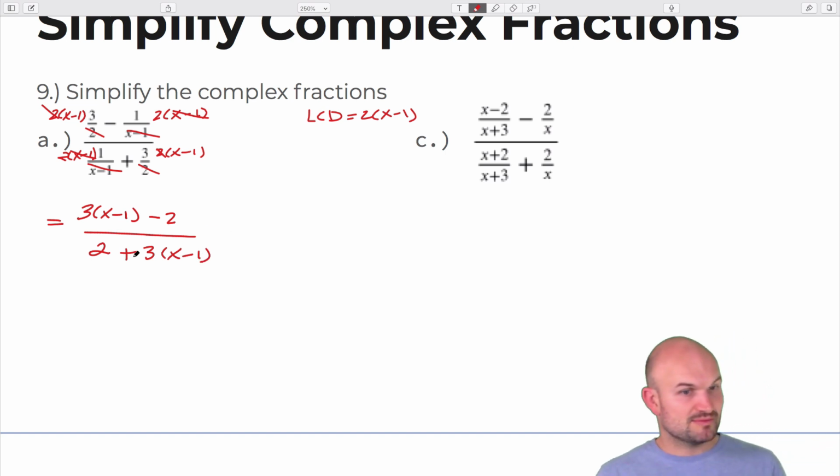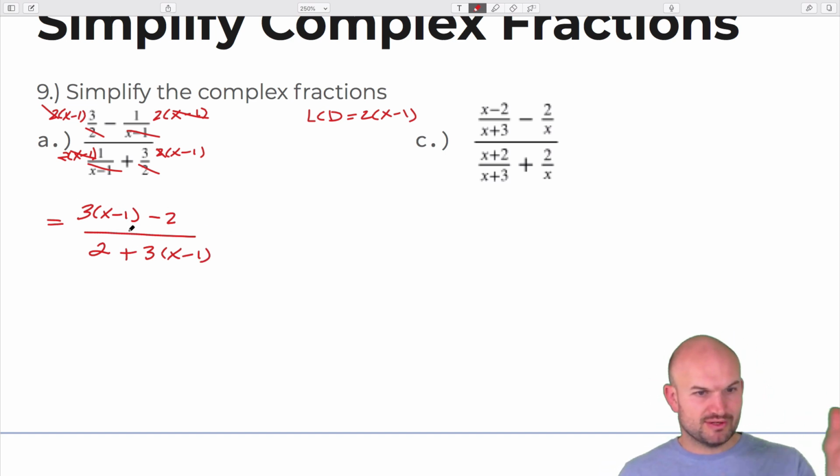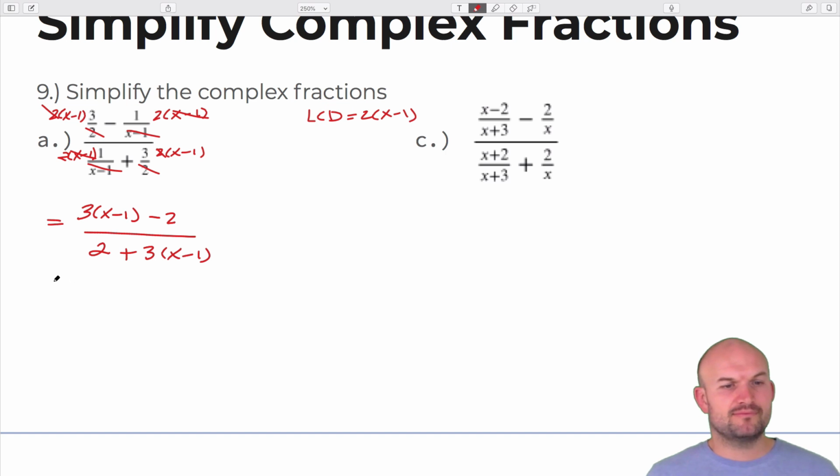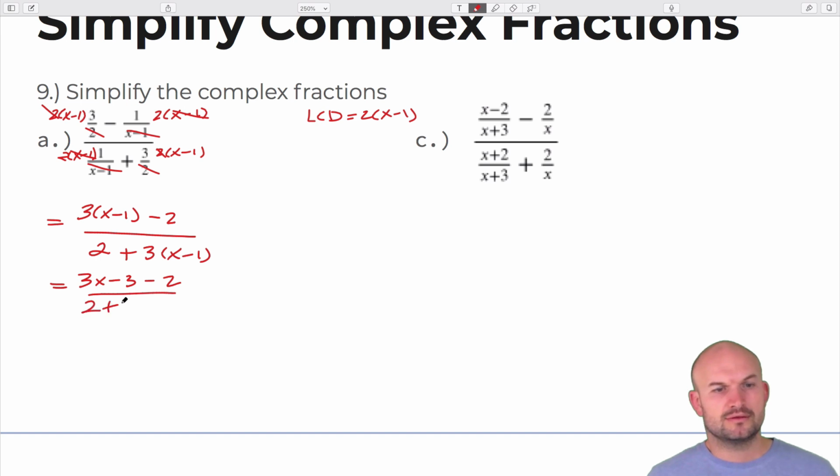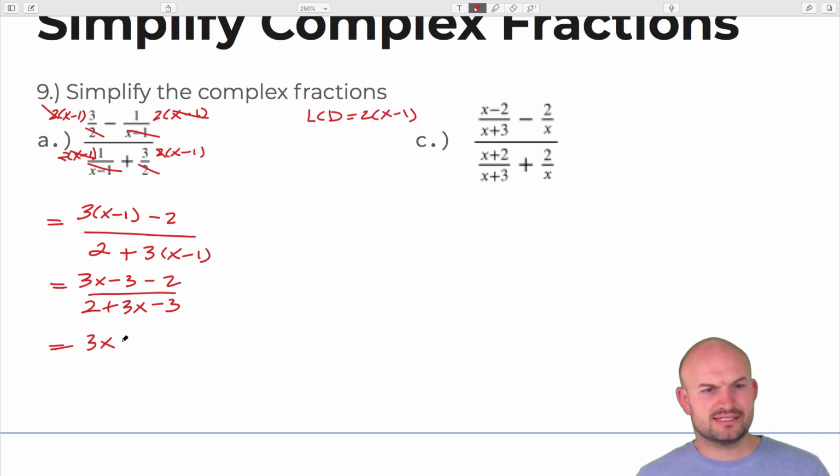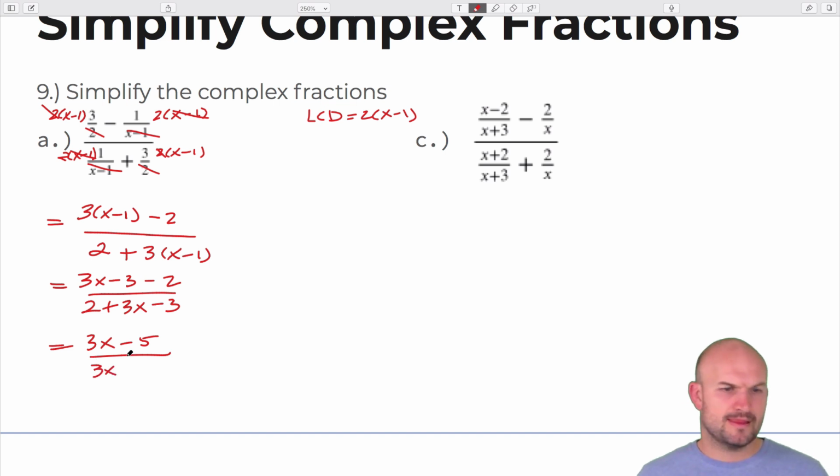Now again, my terms are separated by addition and subtraction here, so you can't divide them out, right? But we can distribute them, which I could have done without showing it. I just wanted to kind of show that step. All right, so therefore I'm going to get a 3x minus 5 all over a 3x minus 1.